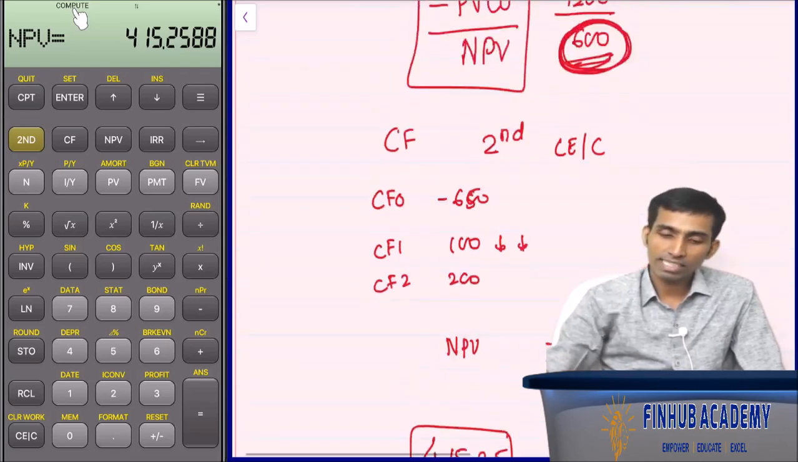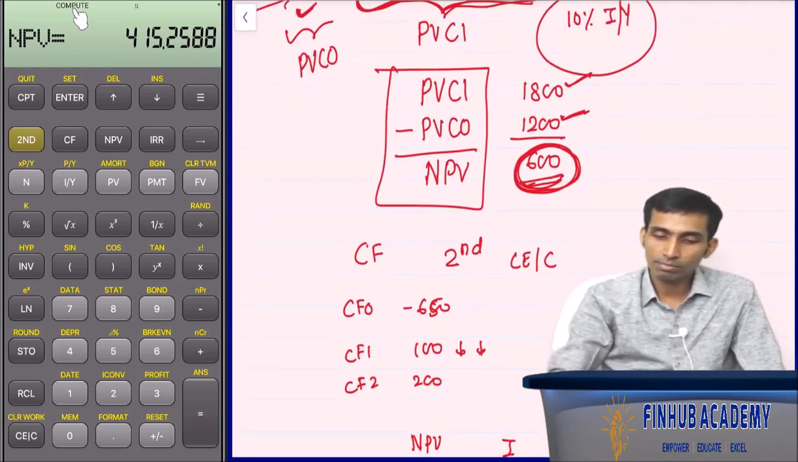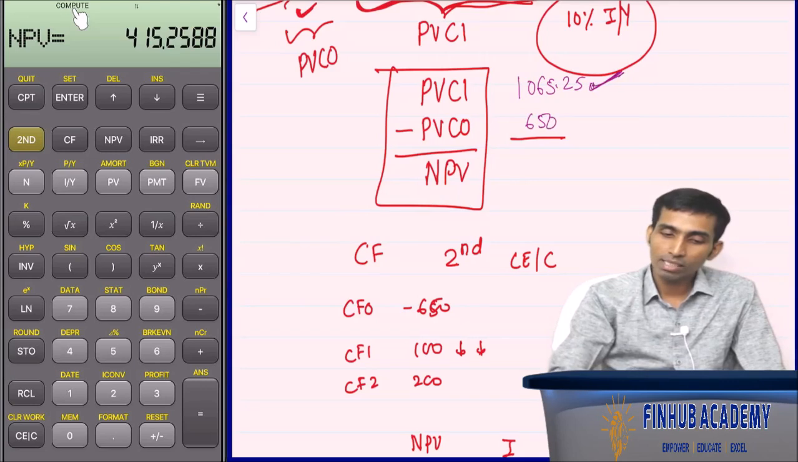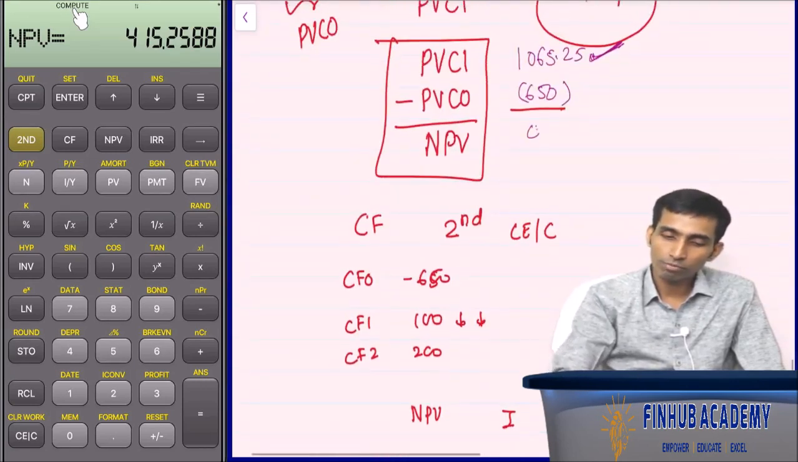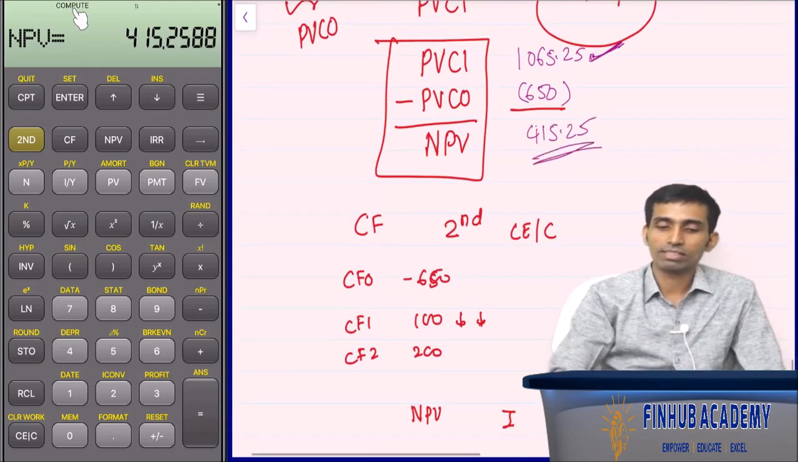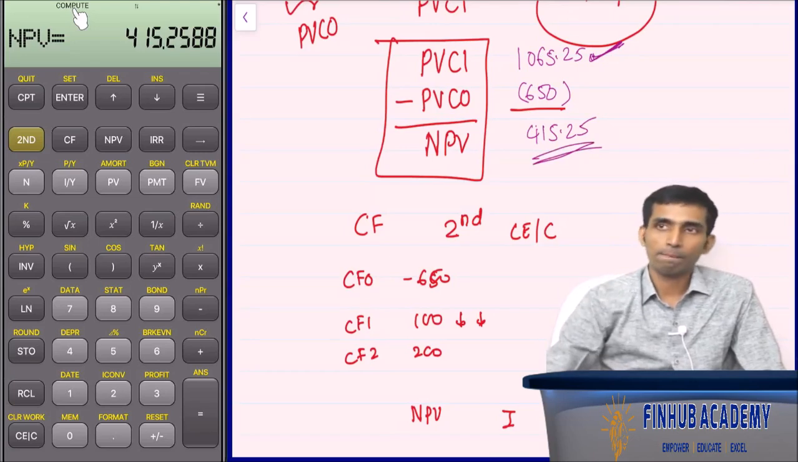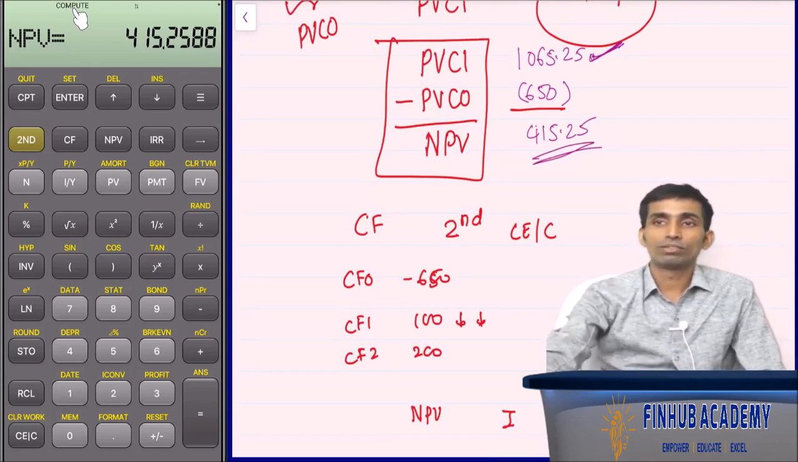So please understand, guys, coming back to this example. My inflow's present value is 1065.25. The value of that project today is this, but I am paying only this much. So how much extra am I getting? That is 415.25. Yes, this is my NPV. Done. Clear? Okay, so this is NPV.